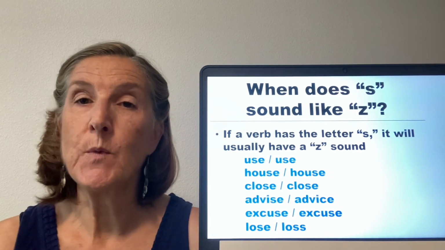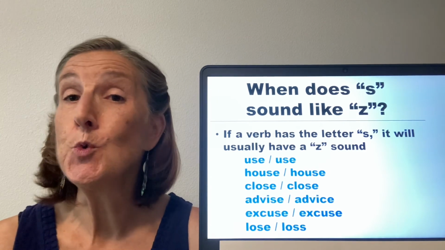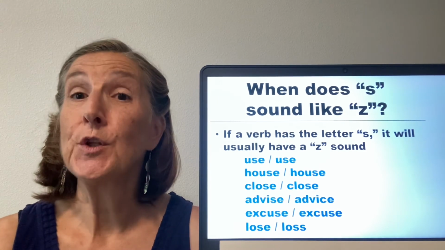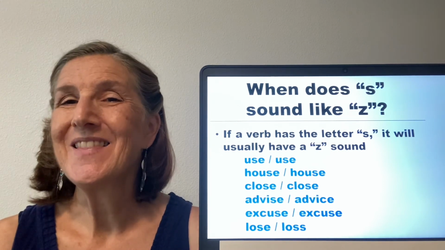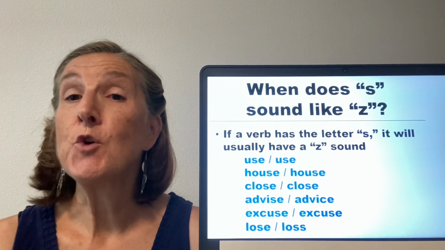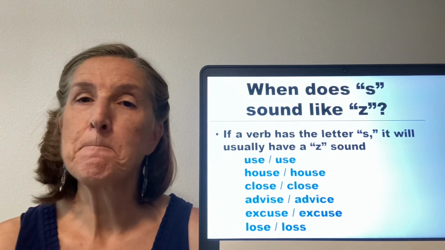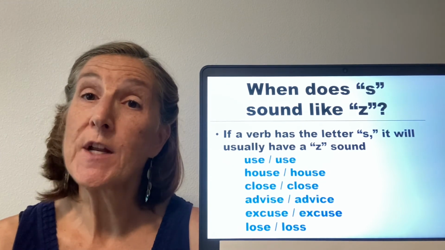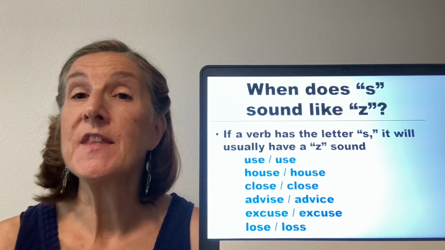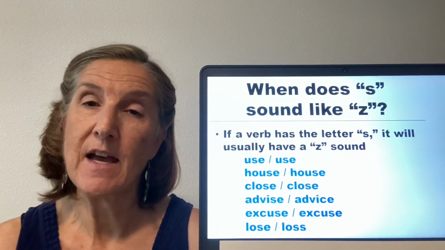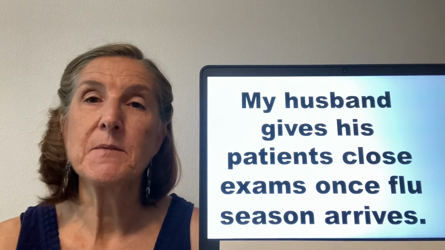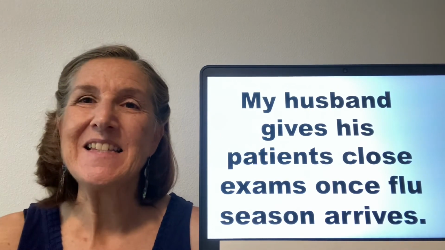Excuse, please excuse me. I have no excuse, noun with an S, for my behavior. And lastly, we have the example lose. I don't want to lose my ring. And loss, the noun. It was a great loss. So if the word is a verb, it will be the Z sound. A corresponding noun will have that S sound. Here's a sentence with the S and the Z sounds.